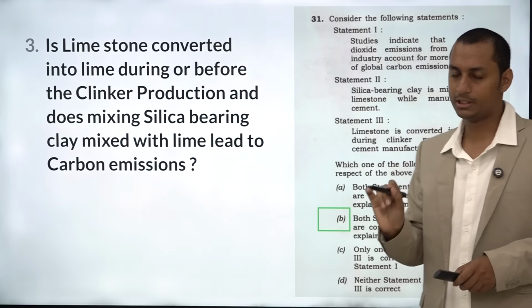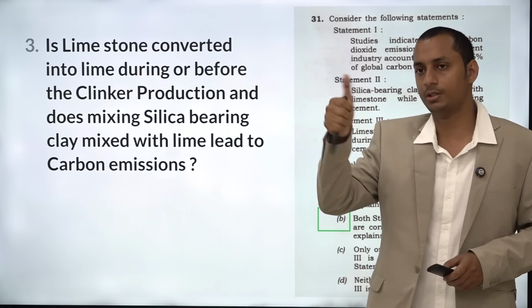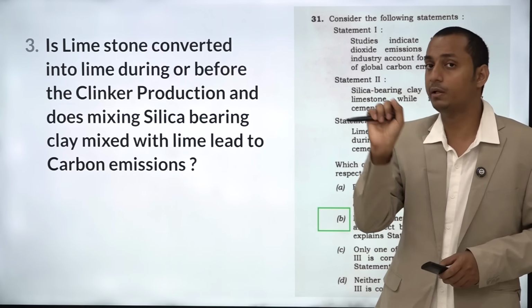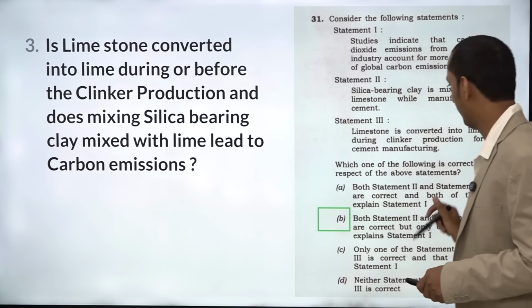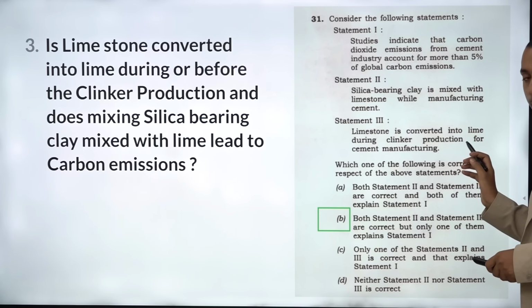So let me tell you, the clinker production is a two-stage process. The first one is calcination, wherein the limestone is converted into lime. The second one is clinker formation, wherein the lime is converted into clinker. So therefore, limestone is converted into lime during the clinker production.